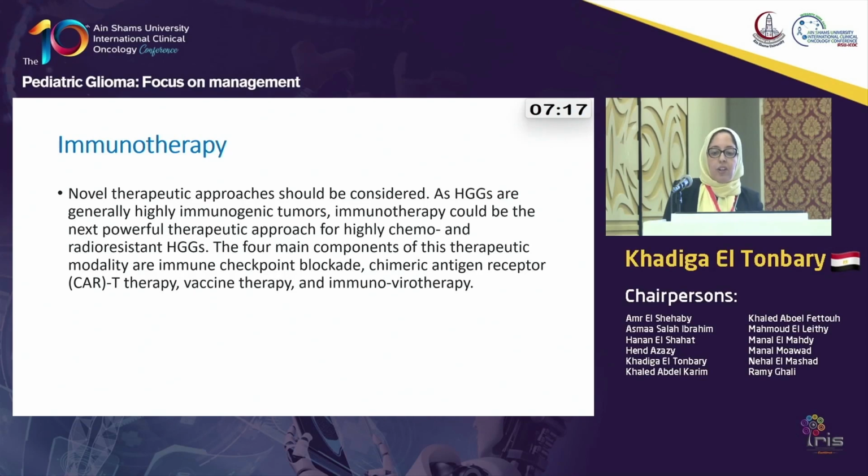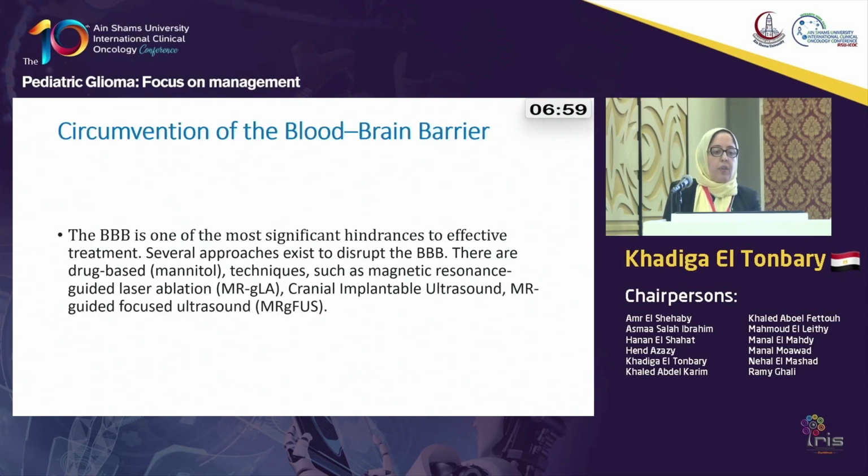Other therapies that are not used in our center or our country include immunotherapy for treating gliomas, like CAR T therapy, oncolytic virotherapy, vaccine therapy using virus vectors, and circumvention as well of the blood-brain barrier, which is a barrier to the chemotherapy targeting the tumor cells. And there are drug-based approaches using, for example, mannitol, magnetic resonance guided laser ablation, cranial implantable ultrasound, and MR-guided focused ultrasound.